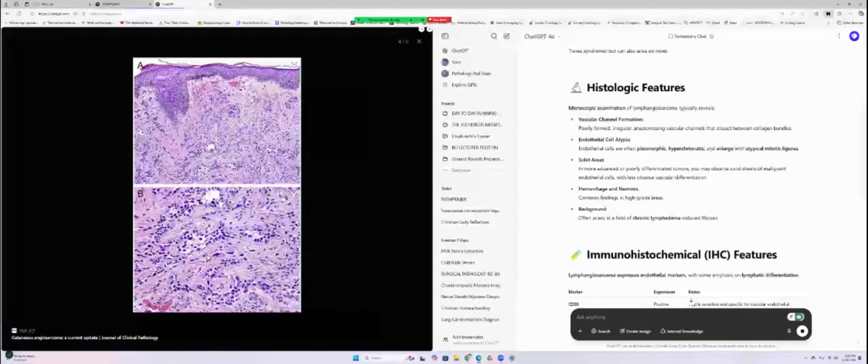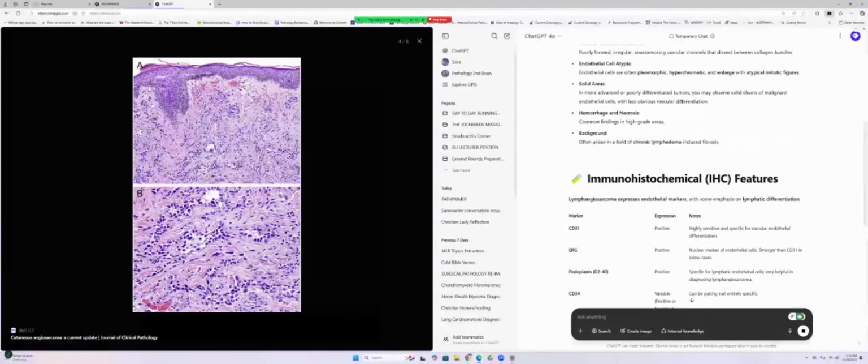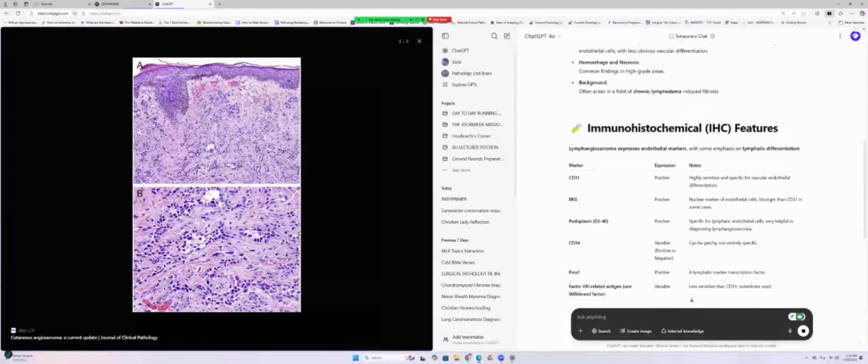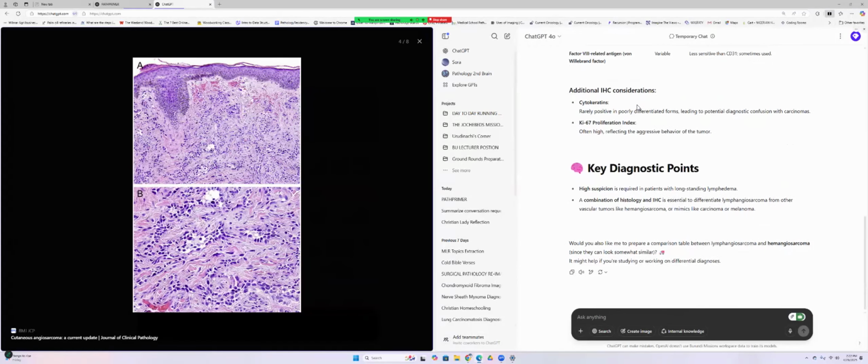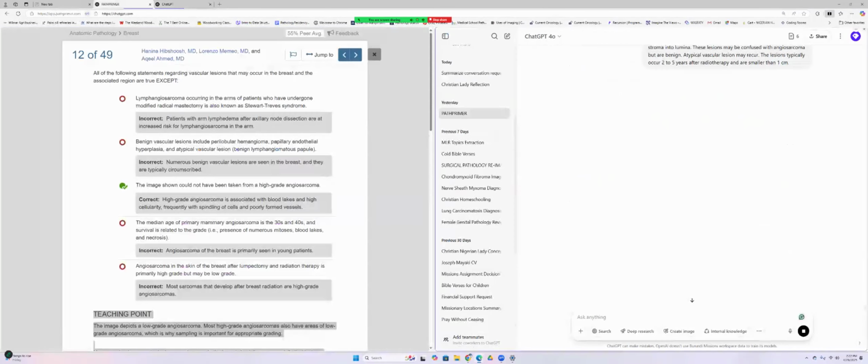What IHC marker will make you think of lymphangiosarcoma? D2-40. Yes, or podoplanin, specific lymphatic markers. Okay, good. I think we are done.